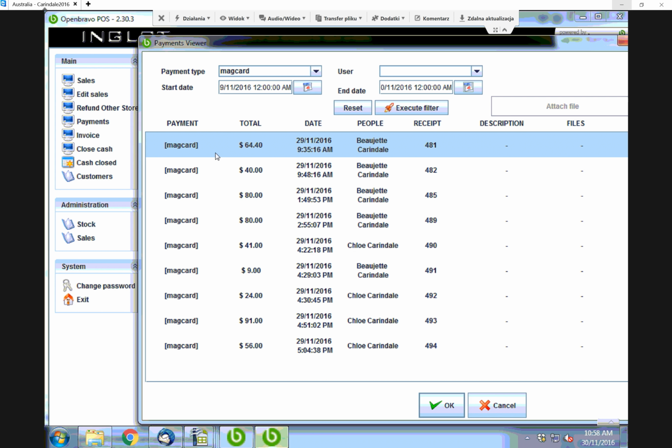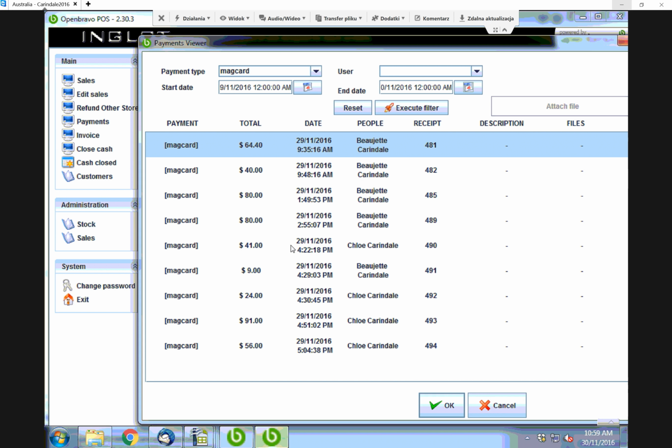So what you would do is you would take all of your FPOS receipts from that day and pair it up with the receipts here. So you would look for a FPOS receipt for $64.40, then one for $40, and so on. And let's just say this $41 transaction here, you couldn't find an FPOS receipt for it. So you're going to go through and check off all of your FPOS receipts, and there should be one FPOS receipt that doesn't match anything in Openbravo. And quite possibly, that FPOS receipt might say $20.